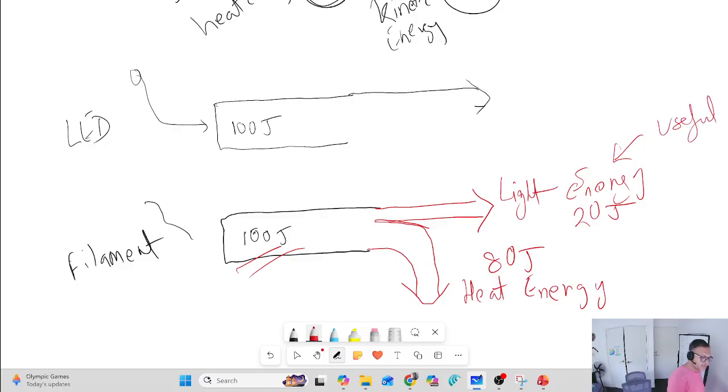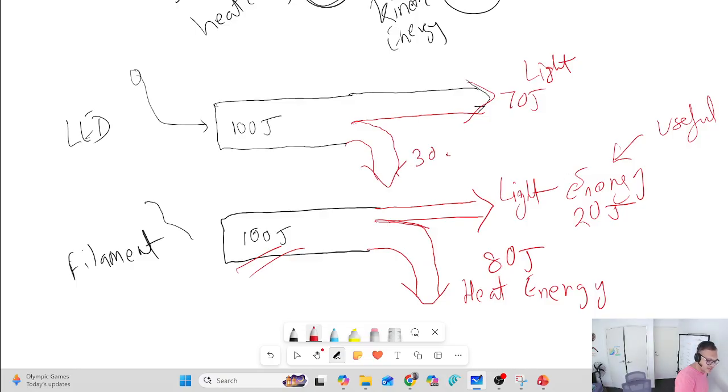So this filament bulb is not that useful because for the input, it's giving less output in terms of useful output. Now in LED, the light is more for the same amount of input. So let's say in this particular case, it's 70 joules in light, and there is always a heat also. Okay, so the heat is, let's say, 30 joules, has to be 30 joules because it's not lost, right? So this is heat energy.